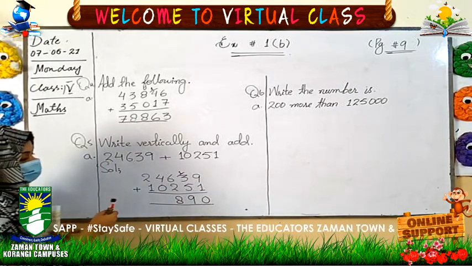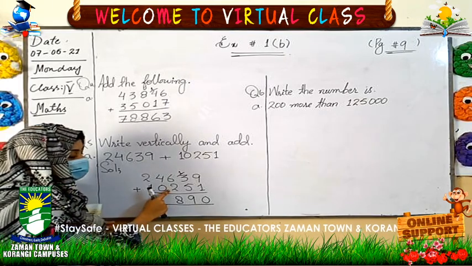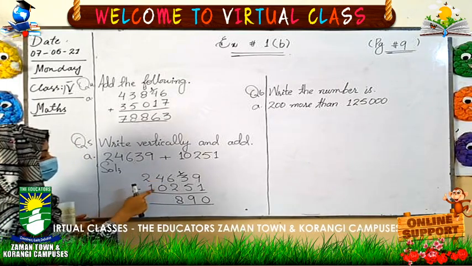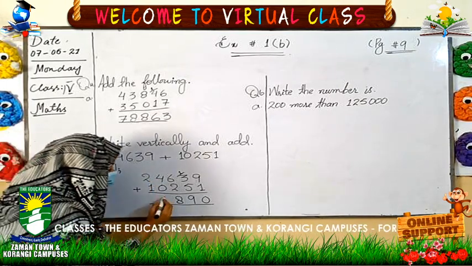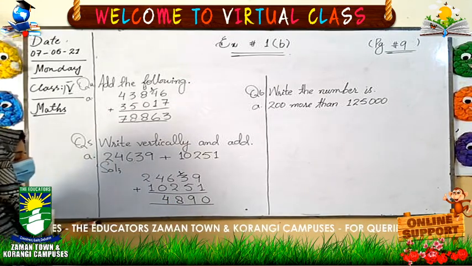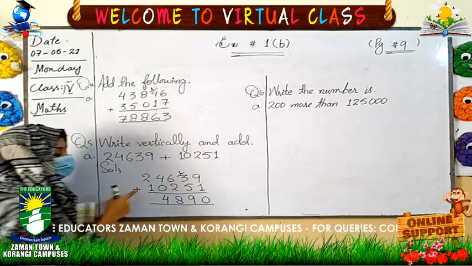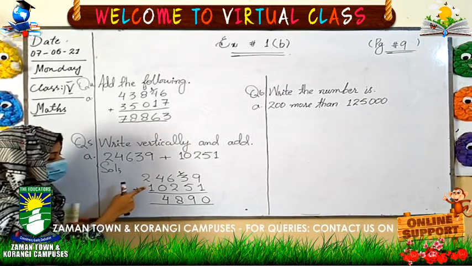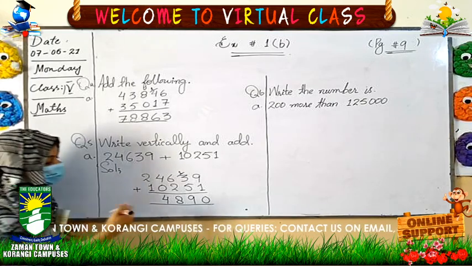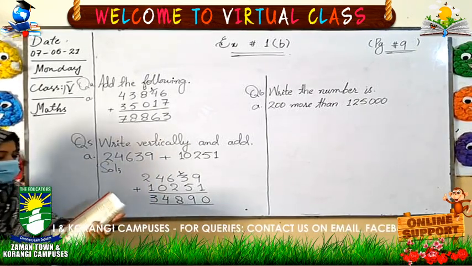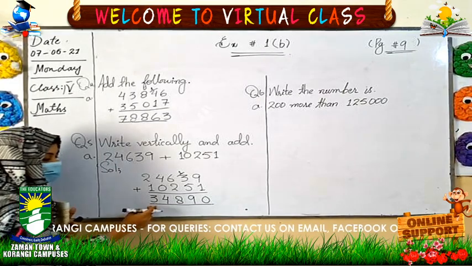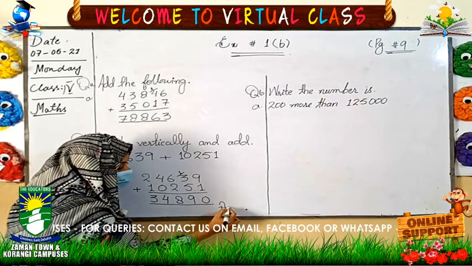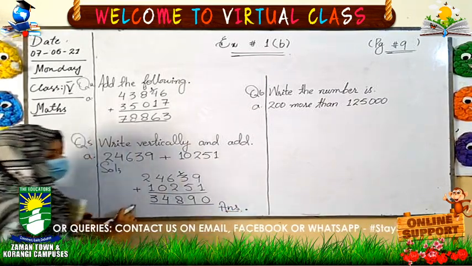And when we add any digit with 0, it stays the same, as here it is 4. When we add 0 and 4, it becomes 4. Now in the last we have 1 and 2. Now you have to add 1 and 2. When we add 1 and 2, it becomes 3. So the final answer we have is 34890, which you have to do in your copies.